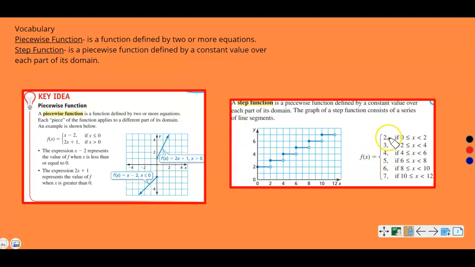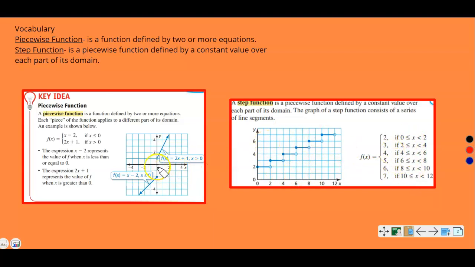So f of x equals 2 between 0 and 2. So your domain 0, 2, you can see that that's y equals 2. Y equals 3 from 2 to 4. From 2 to 4, you can see that it is up 3. So this is a step function. This is an example of one. So it's good to know what the function looks like and what the graph looks like. Again, this is just where it's defined on the domain.